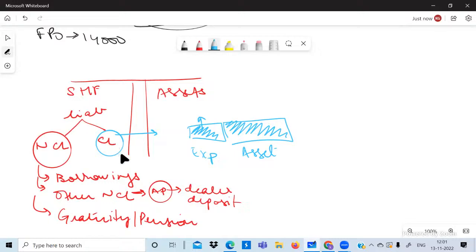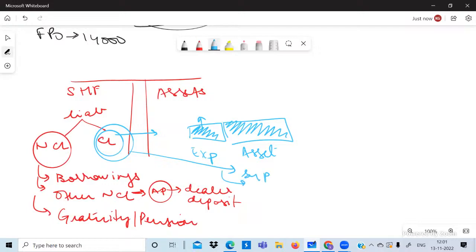Okay, now let's move to current liabilities. So let's look at current liabilities. Let's say you go and purchase goods from your supplier on credit. So you'll make a payment after, let's say, 30 days or 60 days. So that supplier becomes a current liability for you. So your suppliers will come here.